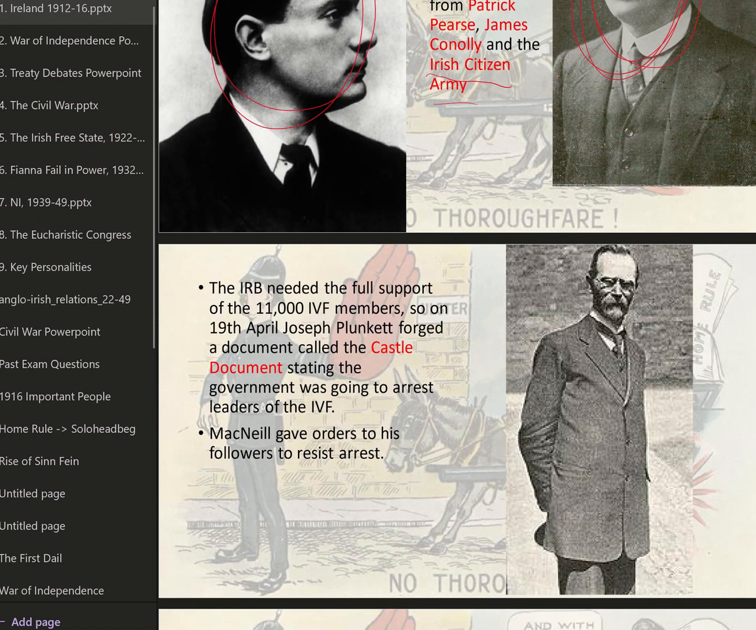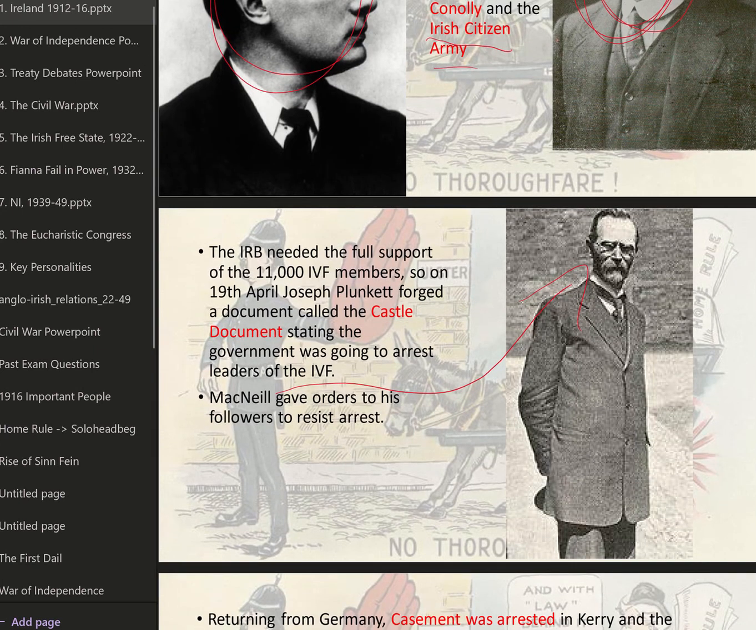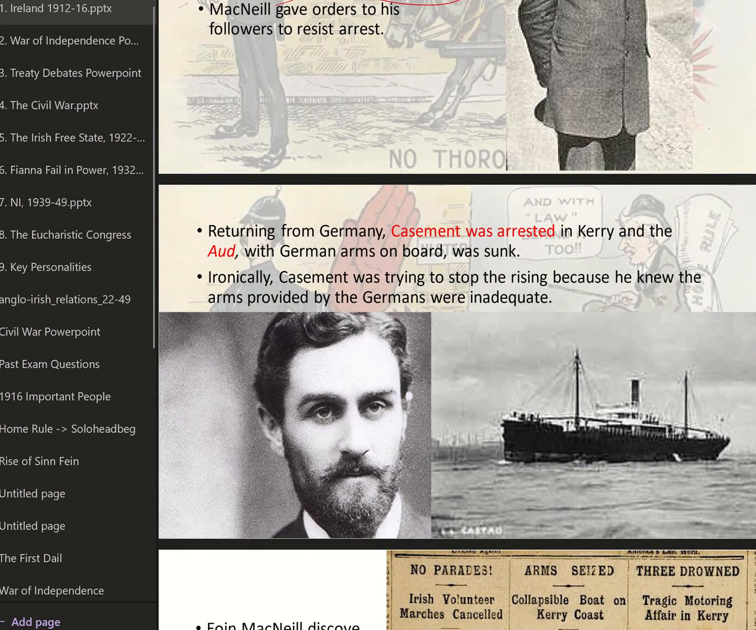Now, the IRB, who we're going to go through this, needed the full support of the 11,000 Irish Volunteers. The 11,000 were the Irish Volunteers who didn't take part in World War One, along with the Home Rule Party. So on the 19th of April, Joseph Plunkett forged a document called the Castle Document, stating the government was going to arrest the leaders of the IRB. This was to get McNeill to give the orders, to tell his men. The idea with this forged letter was to get McNeill to get the Volunteers involved in the Easter Rising. But then you've quite a bit of bad news coming very, very quickly.